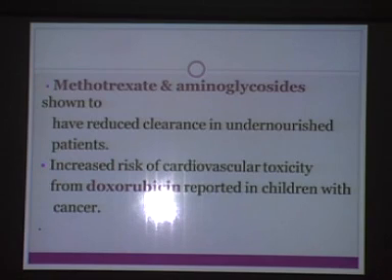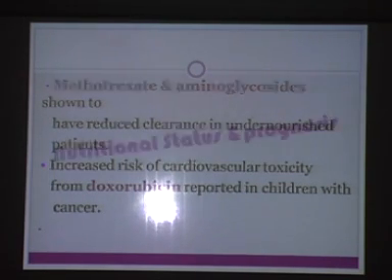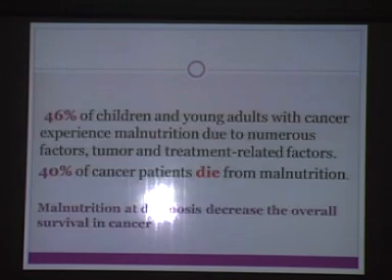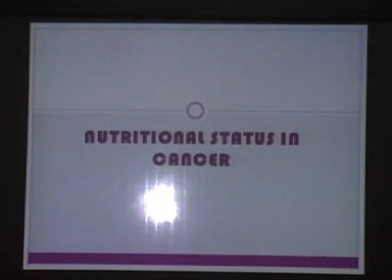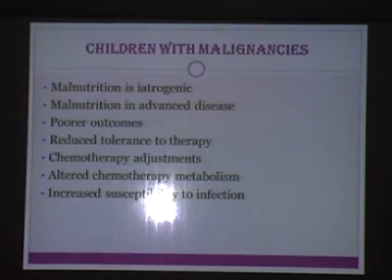Nutritional status and pharmacokinetics. The malnourished patient has reduced clearance of aminoglycoside and methotrexate. A malnourished patient has increased cardiotoxicity from anthracycline. Nutritional status and prognosis: 40% of cancer patients die from malnutrition. Malnutrition at diagnosis, either in the form of decreased weight or in the form of obesity, affects overall survival. What about the nutritional status in cancer?